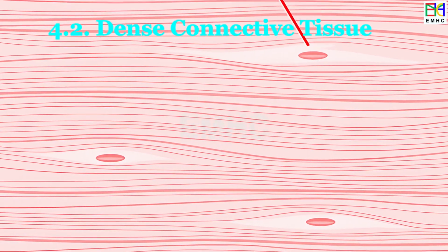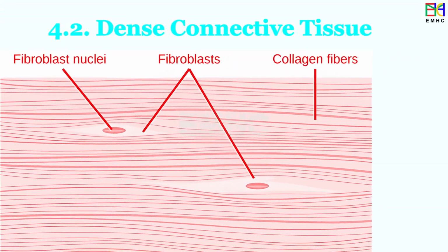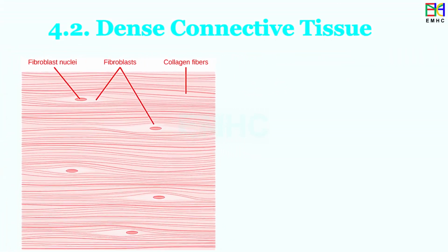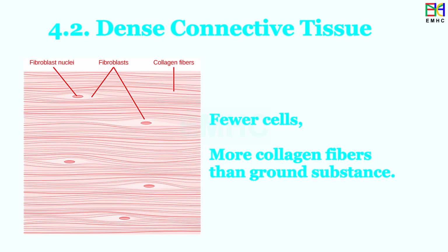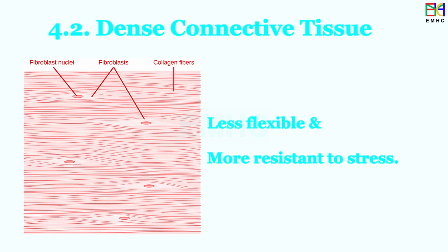Dense connective tissue is adapted to offer resistance and protection. It has the same components found in loose connective tissue, but there are fewer cells and a clear predominance of collagen fibers over ground substance. Rows of fibroblasts that generate fibers are crowded between the collagen fibers. Dense connective tissue is less flexible and far more resistant to stress than is loose connective tissue.